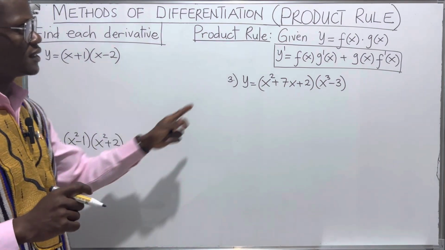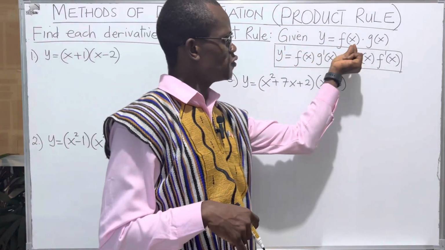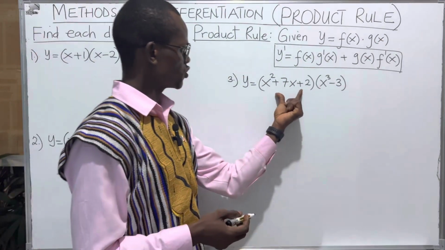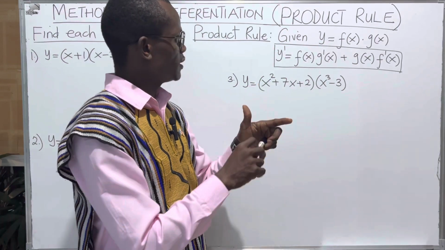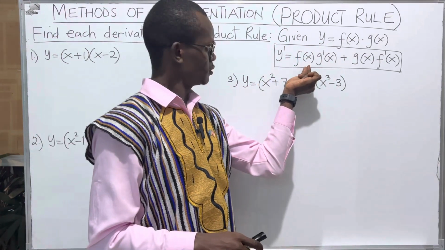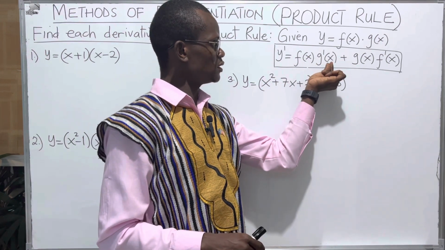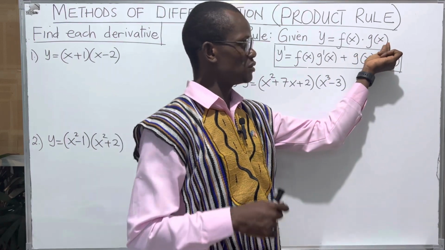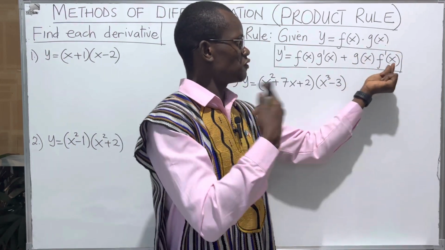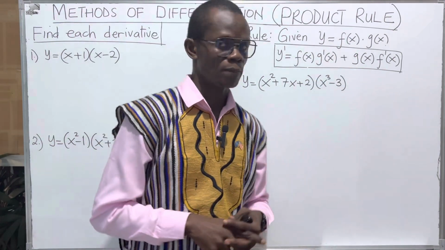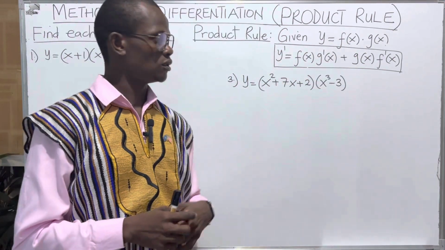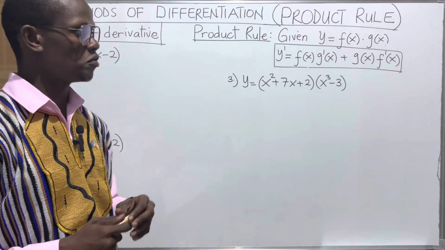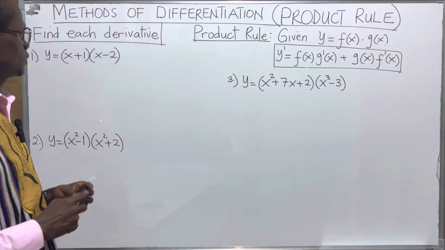Now, the product rule says, given a function wherein you have two functions being multiplied, you must hold one of the functions and differentiate the second function. Then you write a plus sign. Then you hold the second function, and you differentiate the first function. That's it, like you saw in the derivation that we did in our last video. So we can now use this formula to solve problems involving the product rule.